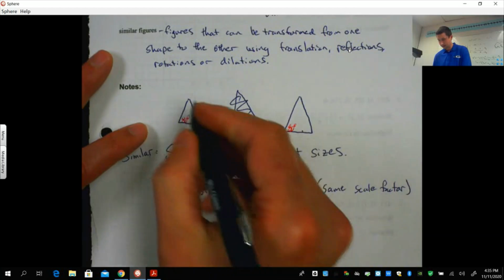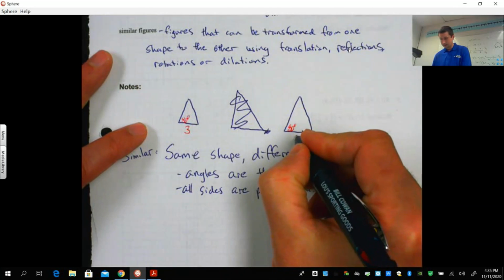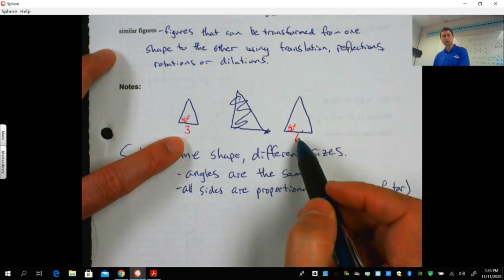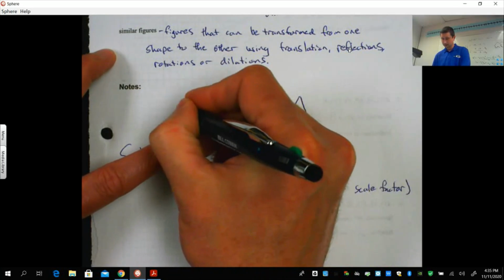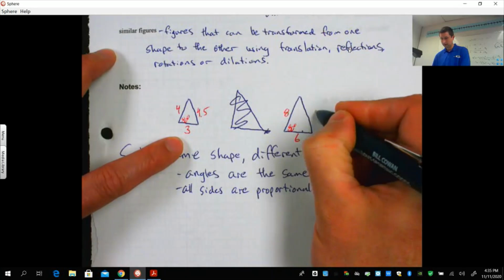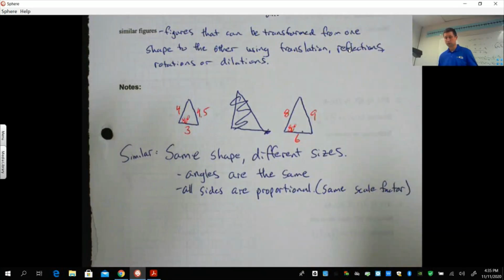So let's say this is 3, and then this is 6. So if this is 3, this is 6, that means your scale factor is 2, you're multiplying by 2. If this is 4, this has to be 8. If this is 4.5, this would have to be 9. So all your sides are proportional.